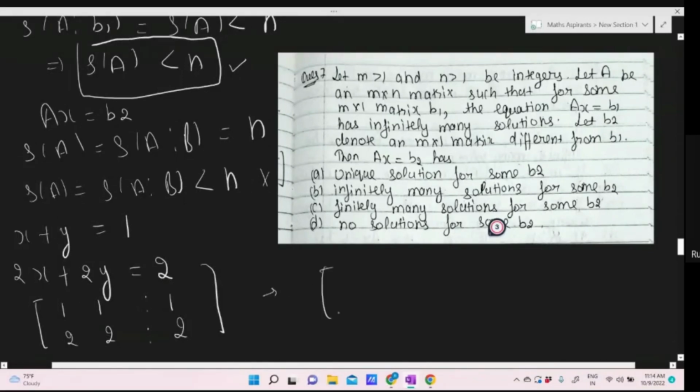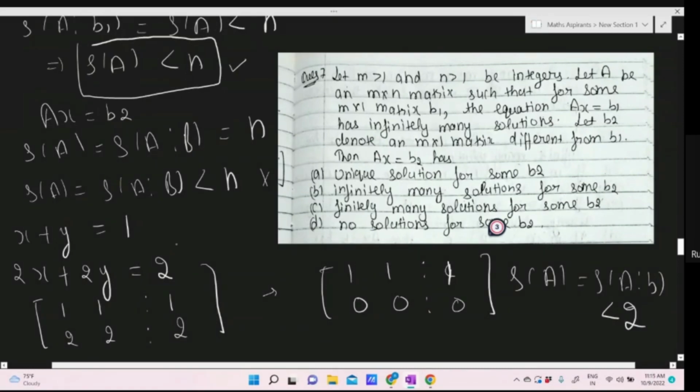And after applying the row echelon form, we will get this matrix. Therefore, rank of A equals rank of A augmented b, which is less than 2. Now, this is the case of infinitely many solutions. Now, by considering this system, if you take any example of a system, you must ensure that this condition, that is, rank of A is less than n, is completely satisfied. If this condition is not satisfied, then you will not take that system as an example here. Therefore, option B may be correct, because here it says for some values of b2.